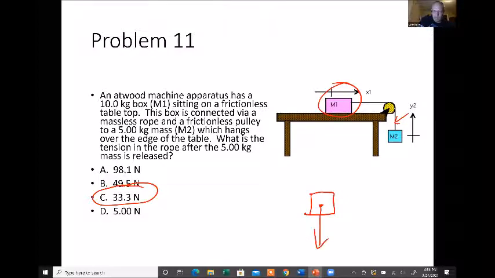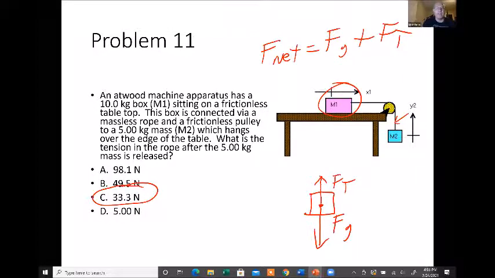So we know we've got a weight down, and we know we've got a tension up. We know this thing is accelerating downward, so we know the tension force is smaller than the gravity force. And we also could think about that the net force acting on this thing is the force of gravity plus the force of tension.